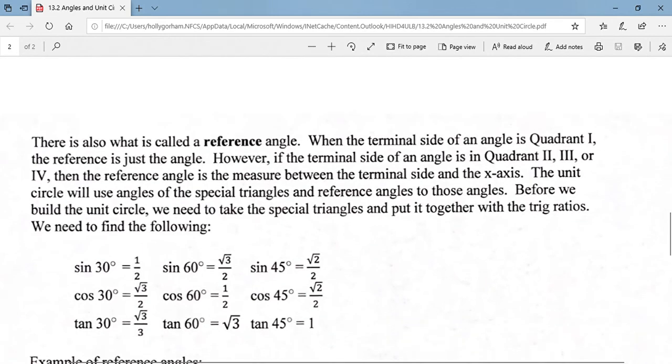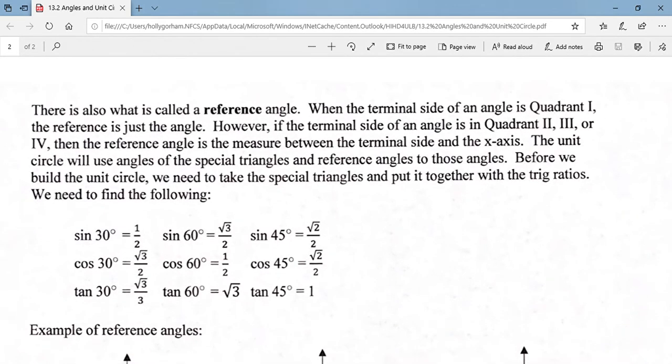Now, another type of angle that we want to talk about is what's called a reference angle. When the terminal side of an angle is in quadrant 1, then the reference angle is just the angle that's there. So if it's like 40 degrees, that's the angle. However, if you have the terminal side of an angle in quadrants 2, 3, or 4, then the reference angle is the measure between the terminal side and the x-axis. The unit circle will use angles of the special triangles and reference angles to those angles.